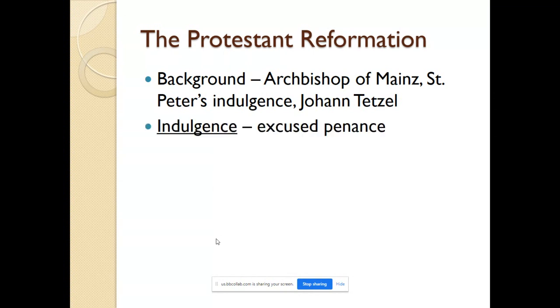So that's what an indulgence was. An indulgence was an excused penance. And you could buy them and apply them to your relatives. I know my uncle died and he had penance that he had not completed, so I'm going to go buy an indulgence, and that will excuse him and get him out of purgatory. But eventually it got to the point where people were buying these up for themselves. They were like a get out of hell free card.